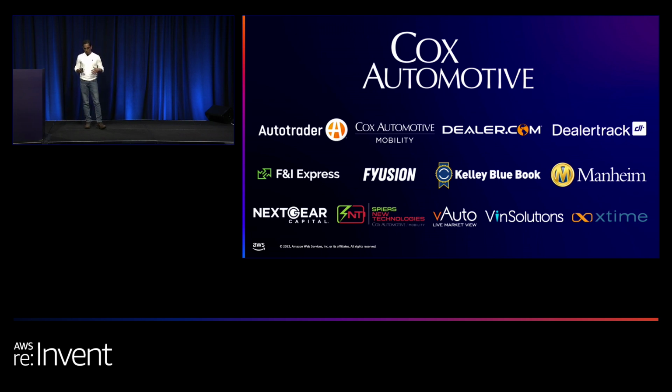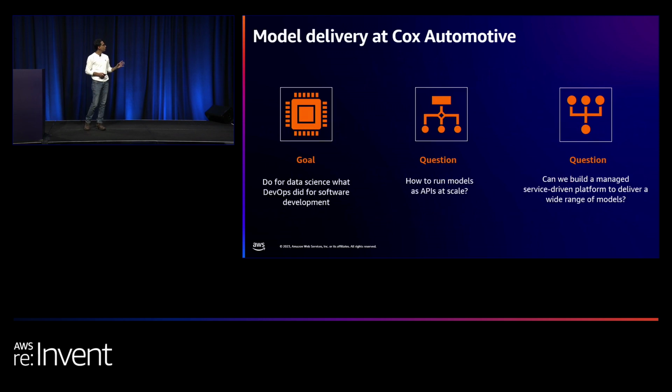So to enable their data scientists and their internal teams to quickly build these machine learning models at a fast pace and in a very cost-optimized way, Cox Auto came up with a central model ops platform engineering team. And the charter for this team was to do for data science what DevOps did for software development. Make it very iterative, make it quick.